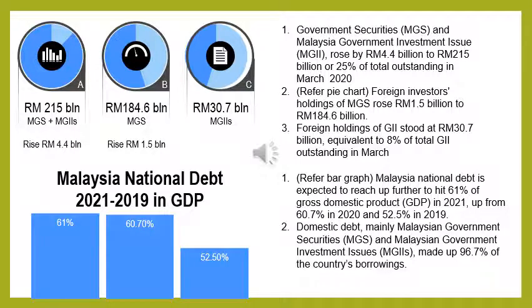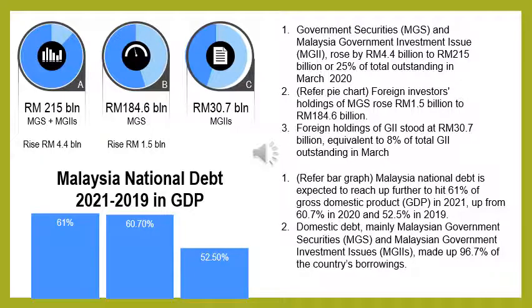Foreign investor holding of Malaysian government securities, MGS, rose 1.5 billion ringgit to 184.6 billion ringgit, equivalent to 40.8% of the total Malaysian government securities MGS outstanding. Meanwhile, the Malaysian government investment issues are the Islamic securities issued in compliance with the Sharia requirements and are an alternative debt instrument for the government.